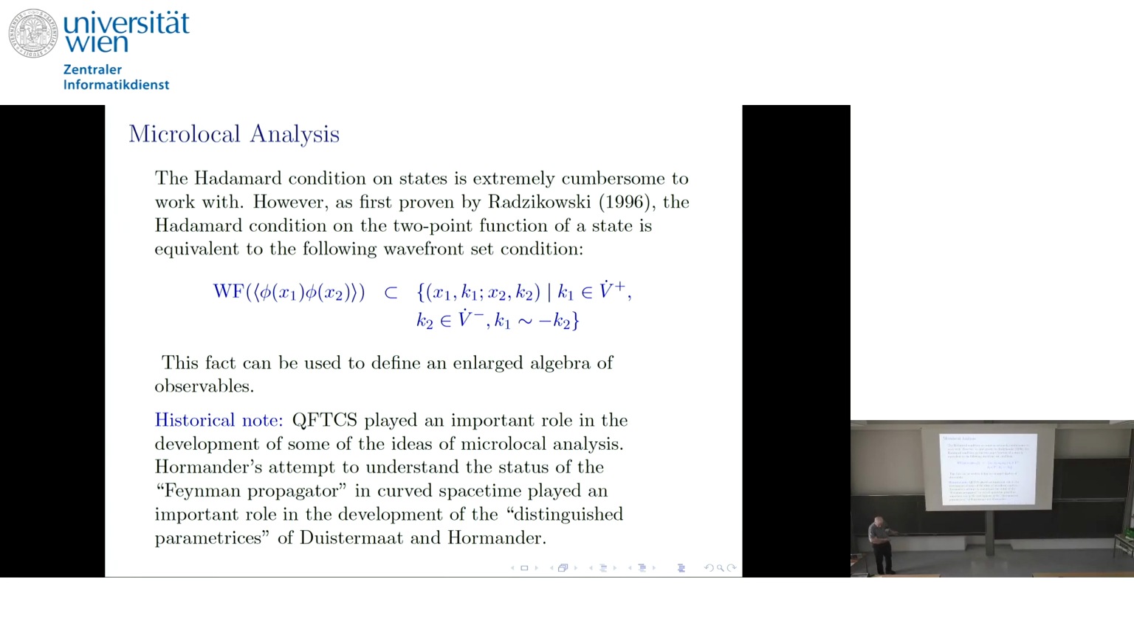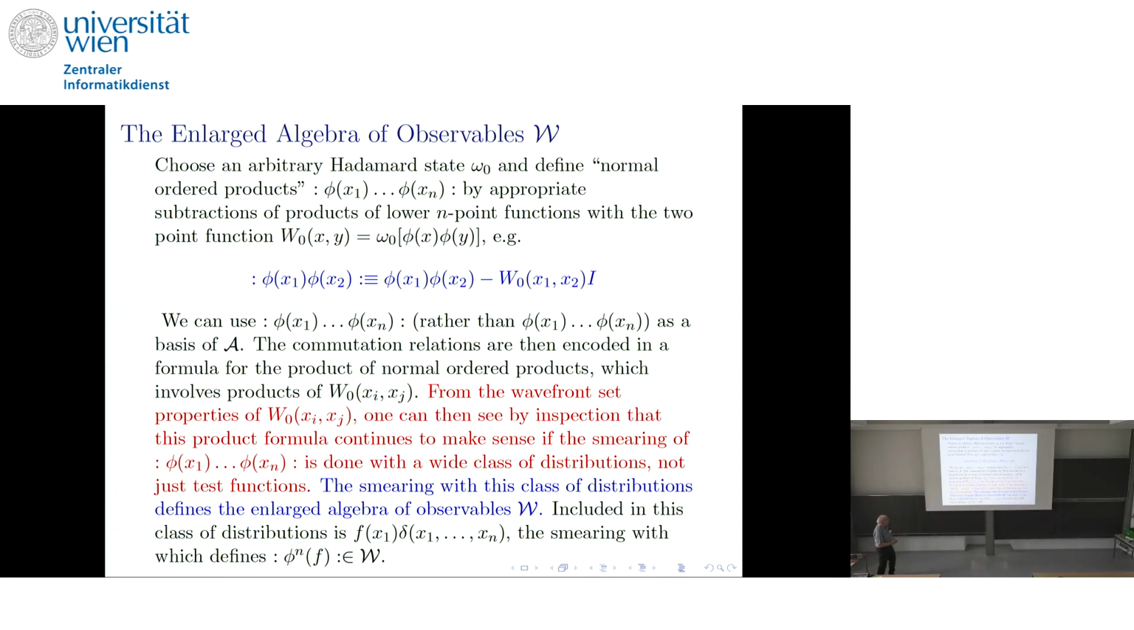I won't get into some of the historical things, especially since I'm starting to run out of time, but there are a few interesting connections in that Hormander's original ideas that went into microlocal analysis apparently were initially attempting to understand, at least in part, what the status of the Feynman propagator was in curved space-time. So let me not sidetrack on that.